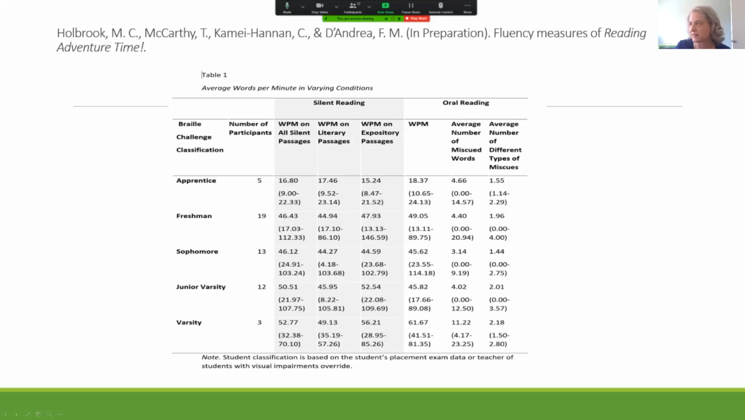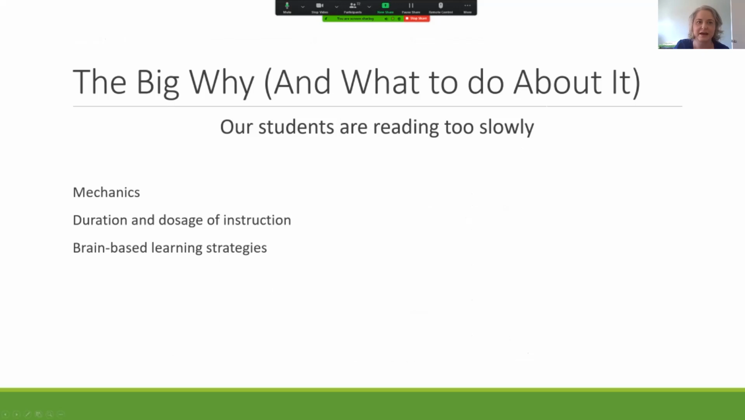But we're going to talk about that today, and we're going to talk about how we can capitalize on that. So basically, while I don't think reading speed is the only measure of reading proficiency, reading fluency is typically measured as speed, accuracy, and prosody. Prosody is reading with expression, which is a measure of comprehension. You can't read a passage with expression if you don't understand it.